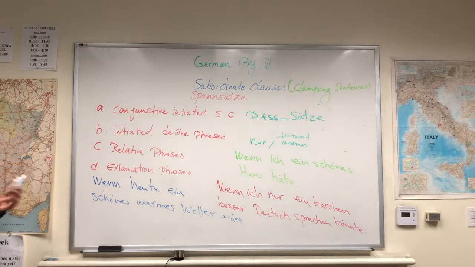Nikki, can you translate it maybe? If today the weather was a little bit better and warmer. Yes, if today would be beautiful, warm weather. For example, I could say, wenn heute ein schönes, warmes Wetter wäre, würde ich draußen Tennis spielen, right? If today would be nice, beautiful, warm weather, I would play tennis outside. This is just about wish phrases.